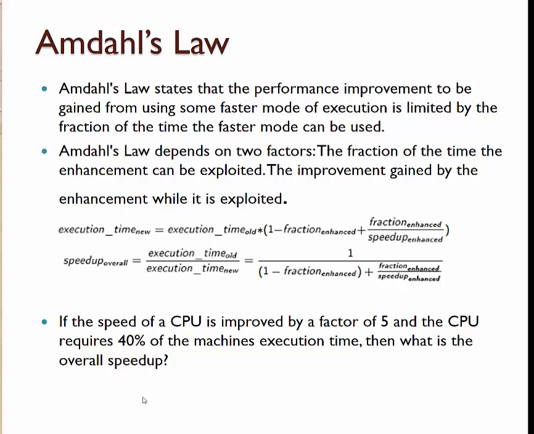The speed of a CPU is improved by a factor of 5, and the CPU requires 40% of the machine execution time. Then what is the overall speedup? Okay, well, remember that you can only apply that factor of 5 to the 40% of the time. The other 60% is unaffected. Now, I'm not going to do the equation for you. I encourage you to do it yourself. But when you plug everything in, you're going to come up with 1 over 0.68, which means that if you take 0.68 and divide it into 1, it's a speedup of 1.47 times.